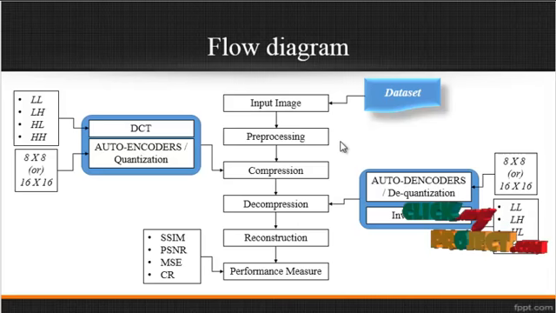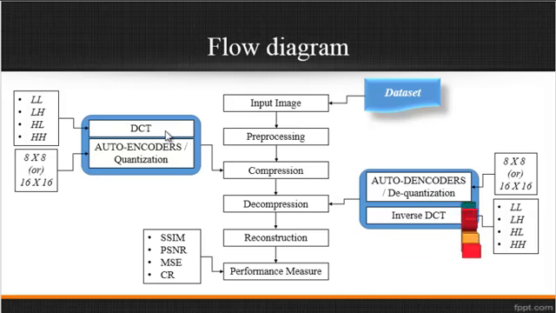After the image resize, that is the pre-processing, the compression will be done using two steps. The first one is the DCT, that is the discrete cosine transform. In the discrete cosine transform, the image is subdivided into subbands. After the subband calculations, the auto encoders and the quantization will be done. In this step, the image is split into 8x8 patches or 16x16 patches. By using these kinds of techniques, we compress the image.